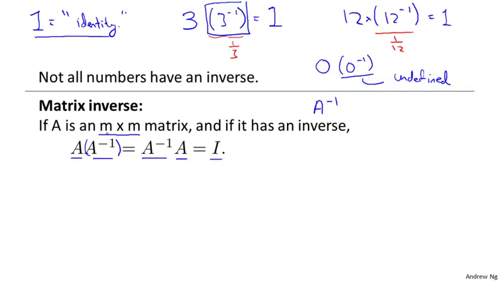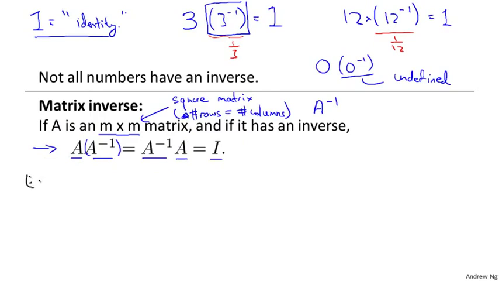Only matrices that are m by m for some value of m have an inverse. A matrix that is m by m is also called a square matrix, and it's called square because the number of rows is equal to the number of columns. It turns out only square matrices have inverses. So if A is a square matrix, so it's m by m, and if it has an inverse, then it satisfies this equation over here.